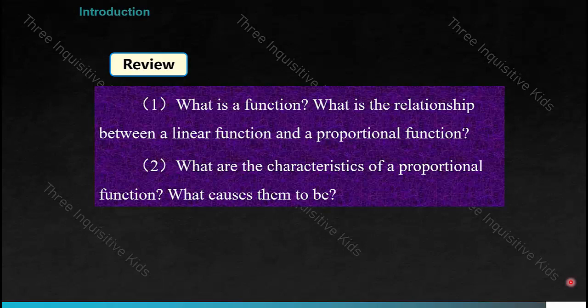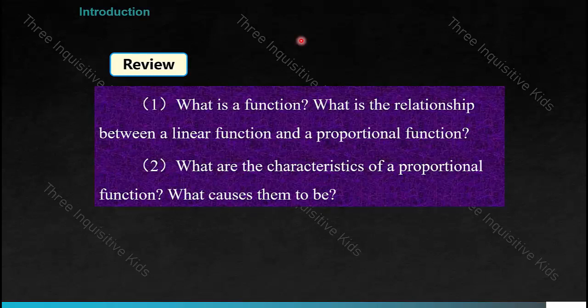Alright, so a function is basically the relationship between two variables. And the relationship between linear functions and proportional functions is that another name for proportional functions is proportional linear functions. A proportional function is a special type of linear function. It's just when the y-intercept is equal to 0, or in y = kx + b, b is equal to 0.